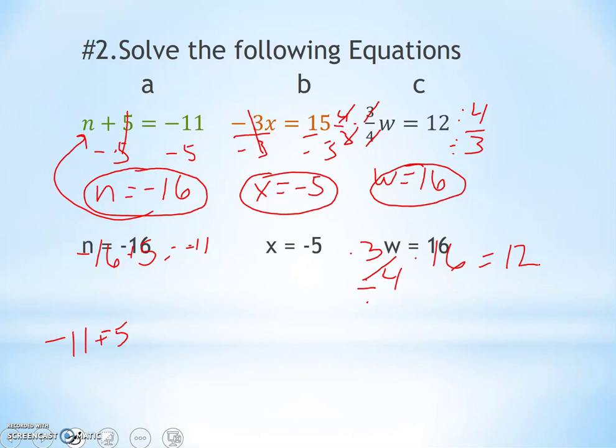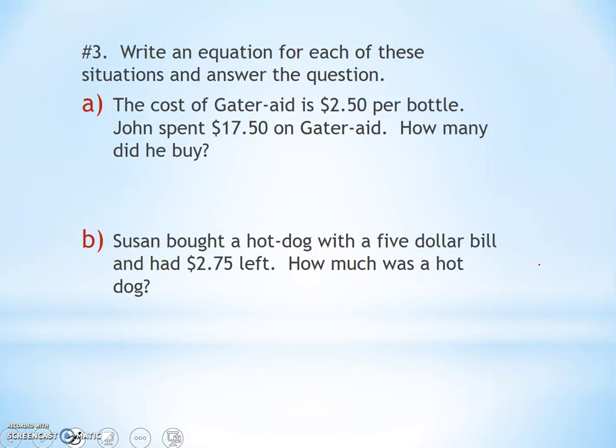So there we have the 3 solutions. Let's take a look at these 2 examples. Now these 2 examples, what we're doing here is we're going to have to write an equation and then solve it. So this is a little bit more involved than the last 2 slides.